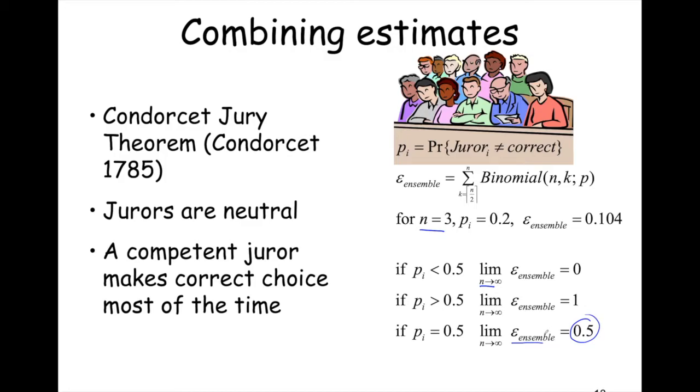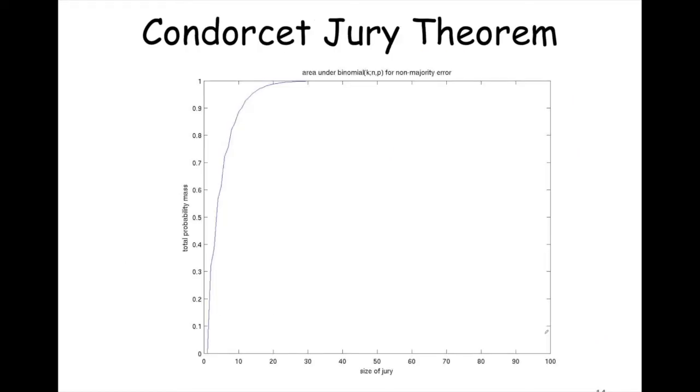So this idea of combining estimates can reduce the error rate just by the nature of this idea of competence for a juror. Now certainly when we plot this out, we look at the size of the jury and we calculate on the vertical axis the total probability associated with the non-majority error. So that means you can tolerate a certain number of errors in a jury, that's the non-majority, and they will still be correct. And one thing interesting happens.